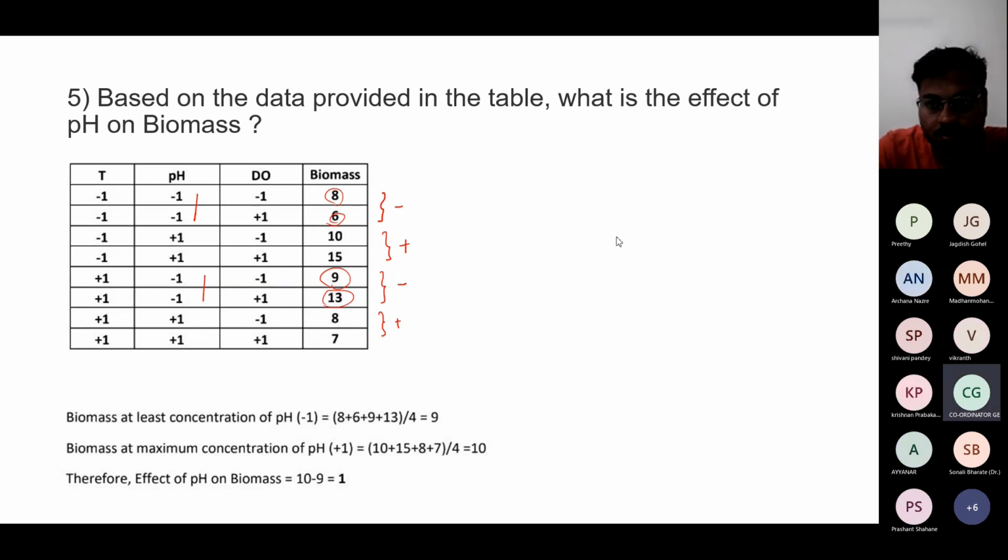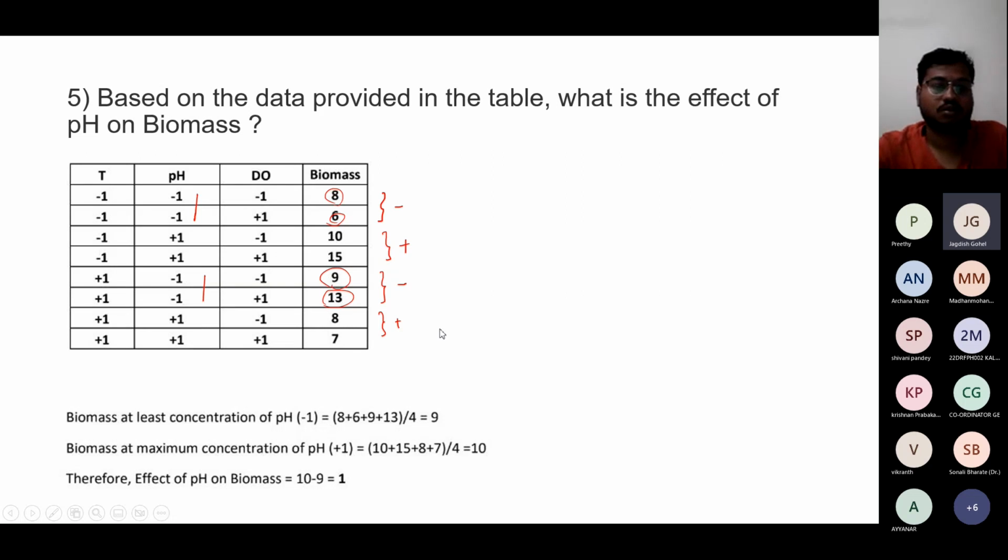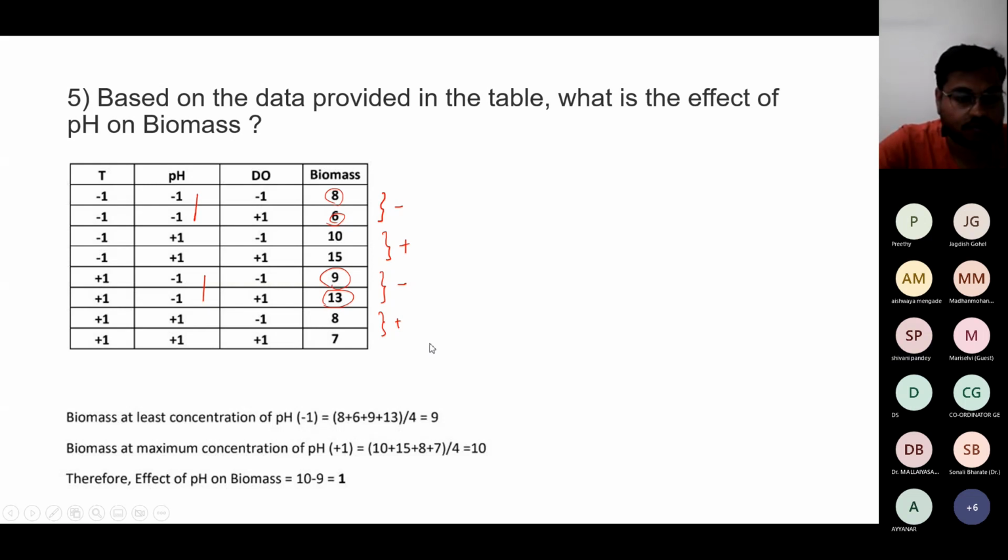If you have to correlate the effect of pH on biomass, then we have to multiply 8 by minus 1? No, that we are doing in the end, we are subtracting. So it's basically the same thing. Positive was calculated separately and negative separately, and positive minus negative was done in the last row, effect of the pH. So the answer will be the same. So what you are saying is we'll take minus 8, minus 6, minus 9, minus 13, then take the average, which will be minus 9. Then we'll add both of them, which will again turn out to be 1. Is that what you were asking?